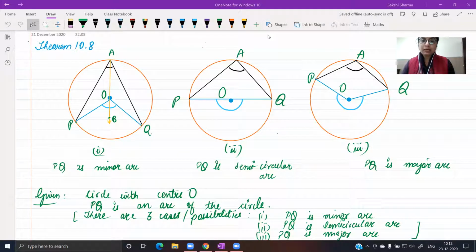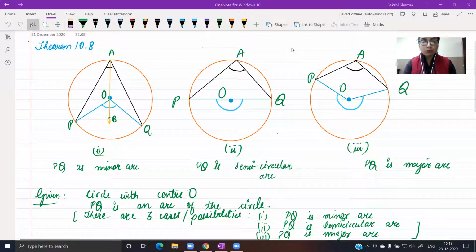The angle subtended by arc PQ at the center is POQ, and point A is on the circumference, excluding the arc. I have not marked point A on the side of the arc, I have marked it on the other side. So the angle subtended by the same arc at the remaining part of the circle is angle PAQ. The relation that I want to prove is that the central angle is twice the angle at the circumference. So angle POQ is twice angle PAQ.